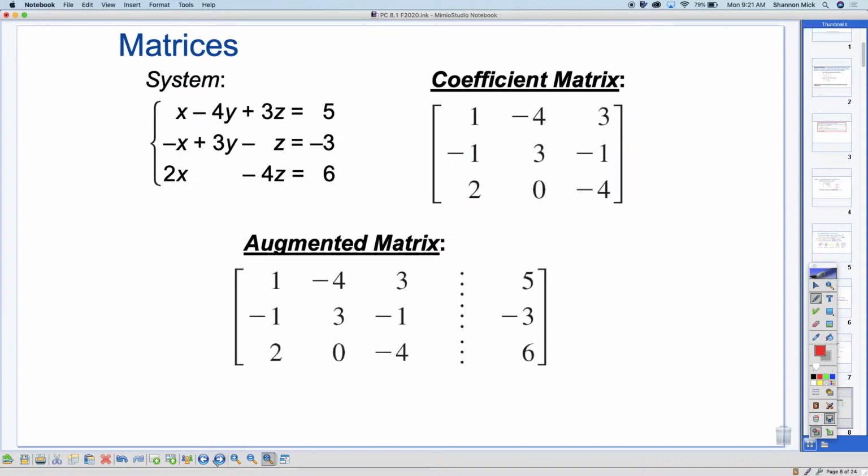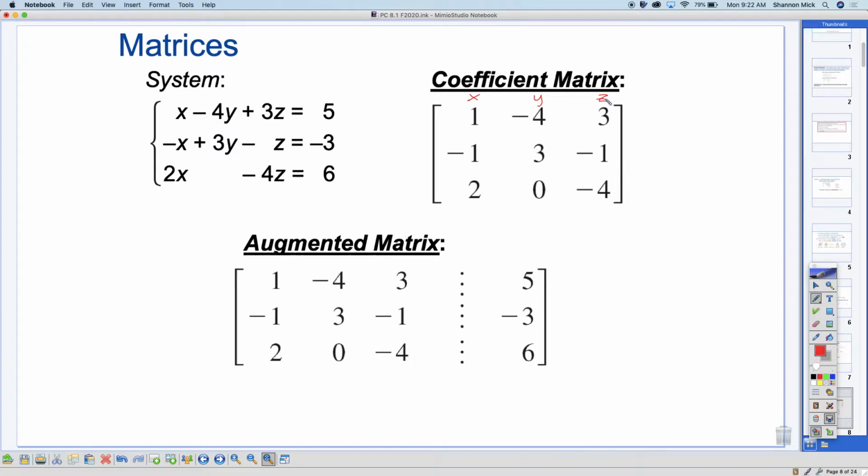Okay, so we have a system of equations right here. We are going to write that as a coefficient matrix and an augmented matrix. And after today, you're only going to do augmented matrices. So let's look at it. Here's our system, yes? What's in a coefficient matrix? The coefficients. The coefficient is the number in front of the variable, correct? So I have 1, negative 4, 3, negative 1, 3, negative 1, 2, then 0, negative 4. This is the x column, the y column, and the z column.